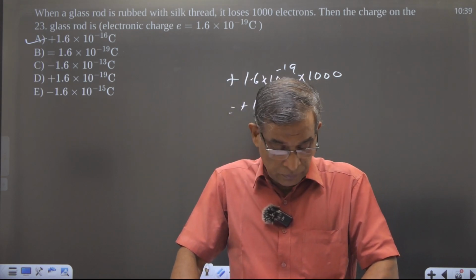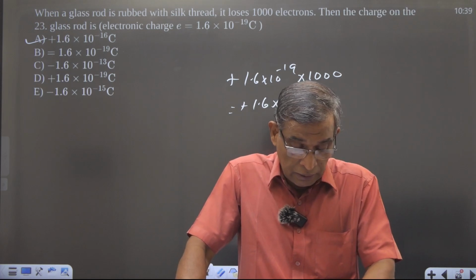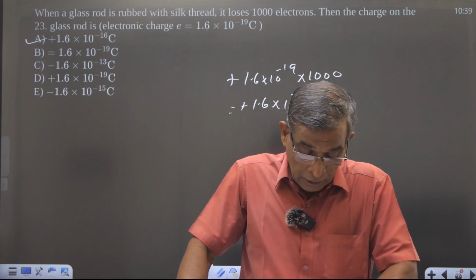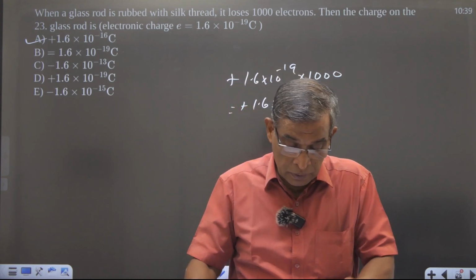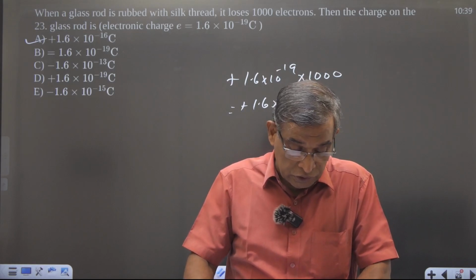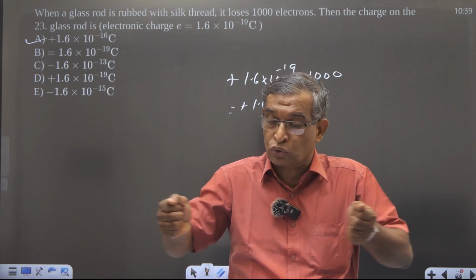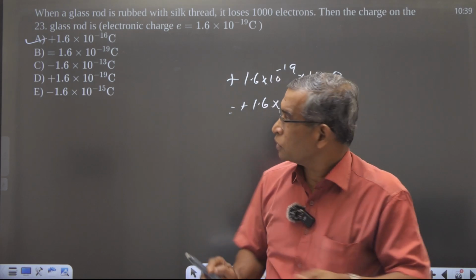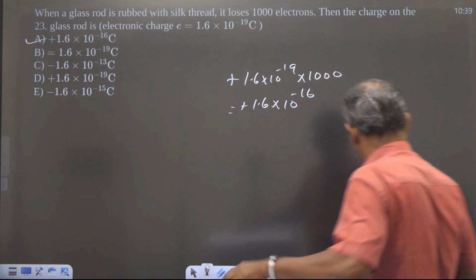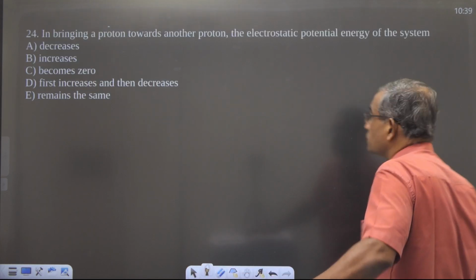Option is C. Next question. In bringing a proton towards another proton, the repulsion is there between them. The electrostatic potential energy of the system, definitely work is to be done to bring them closer, and therefore potential energy increases. So therefore, oh no, sorry. So go to next question.